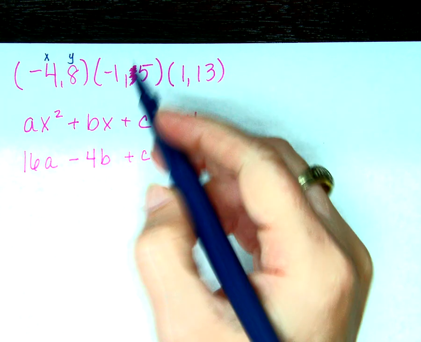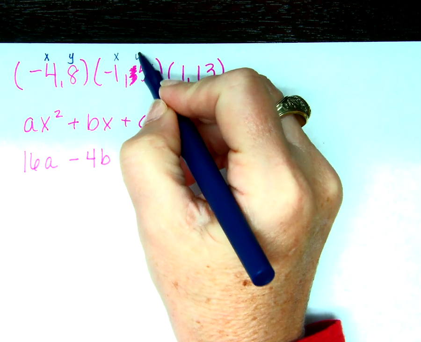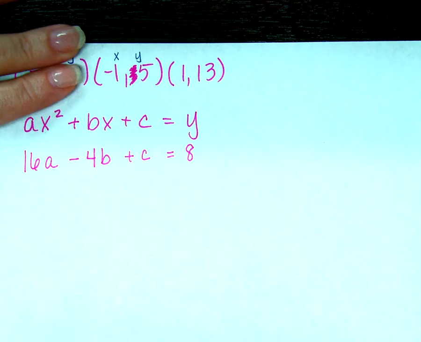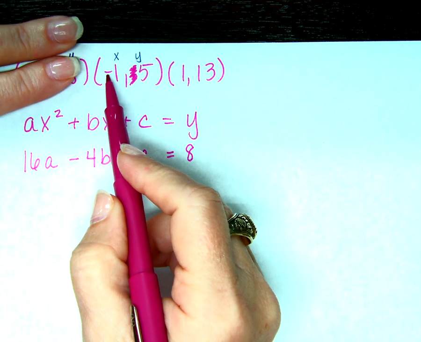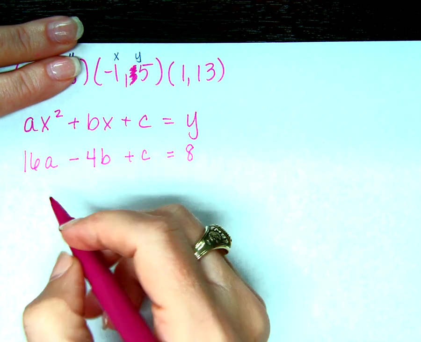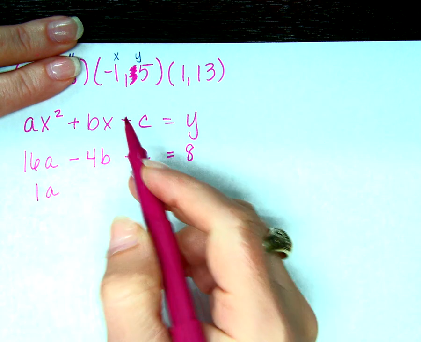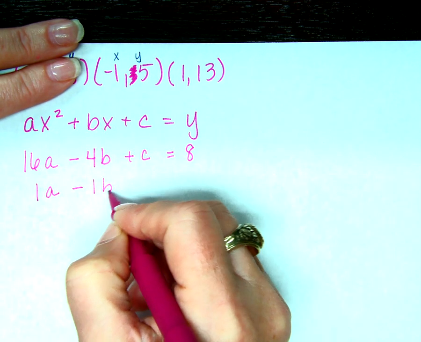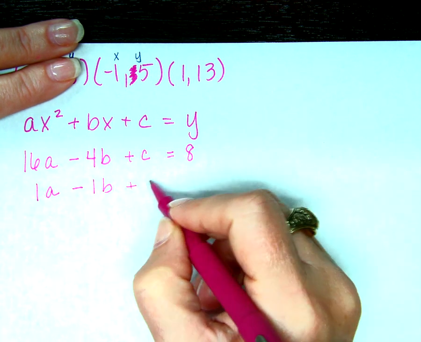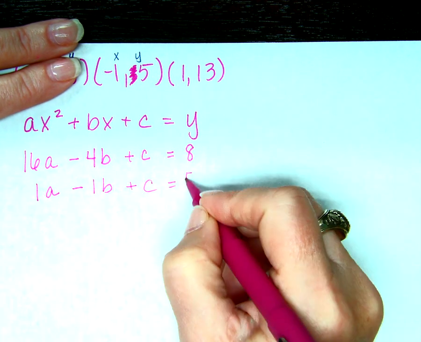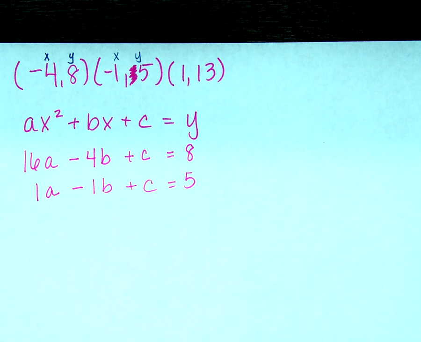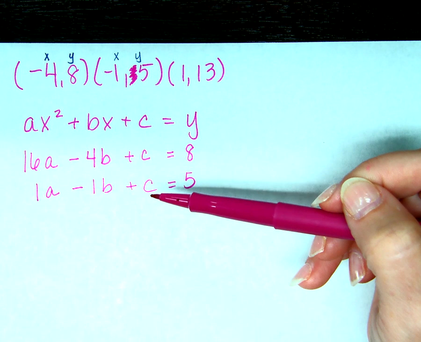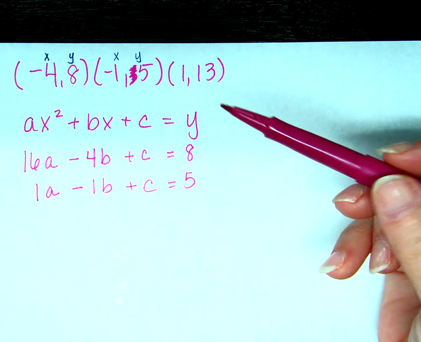Another point. So aren't I given another x and a y? What if I plugged that, just that point, into that equation? What would I get? What is x squared? So 1a minus 1b plus c equals 5. Does that help? Now I have 2 equations that have a, b, and c. You think it's starting to help?